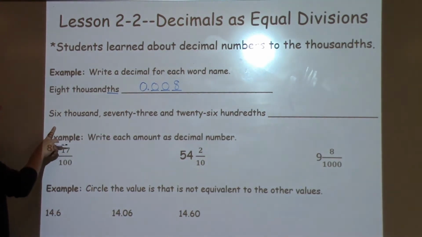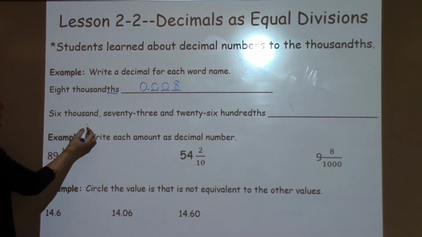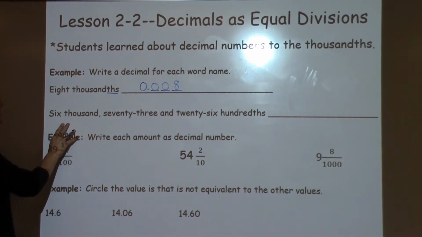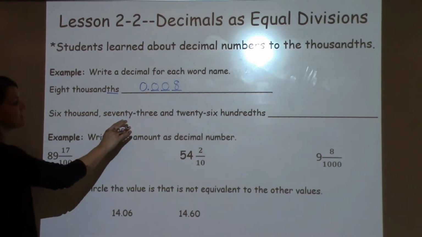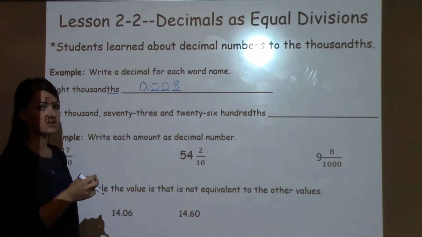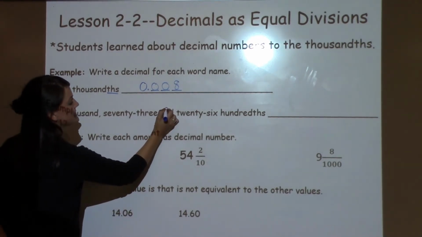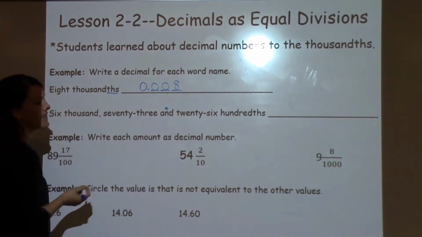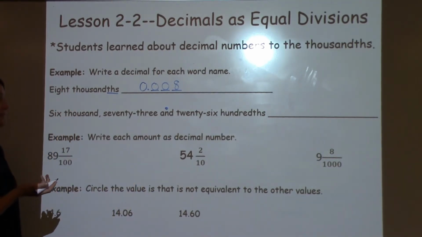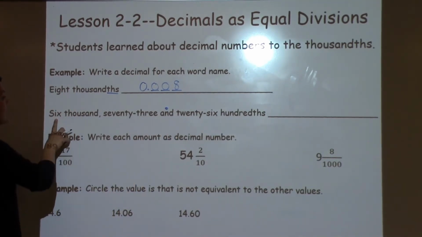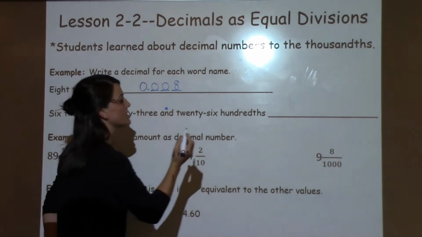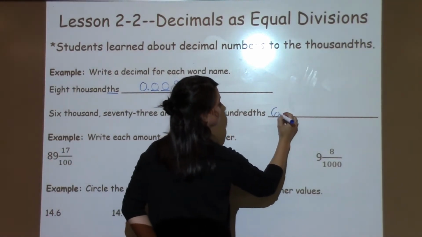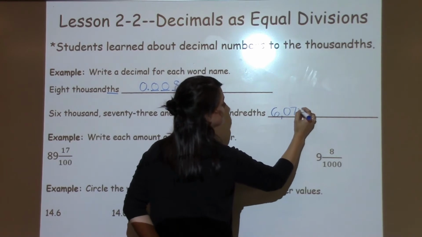The next example says 6,073 and 26 hundredths, so now we're talking whole numbers. I know that whenever I see the word and, that means that's where my decimal point is going to be. So I have 6,073. I'm going to write that first. 6,073.